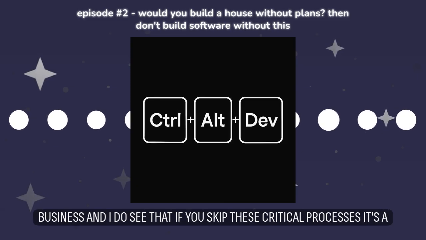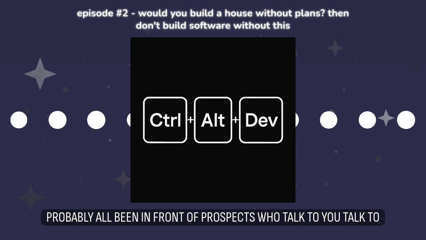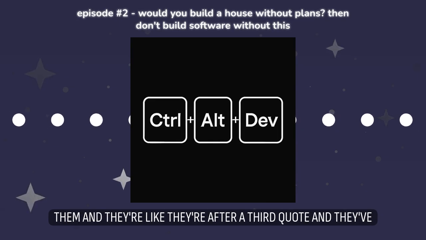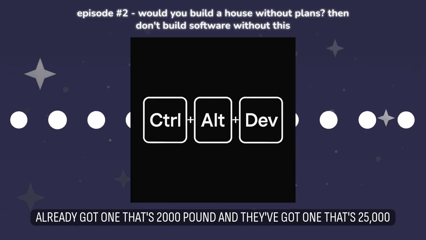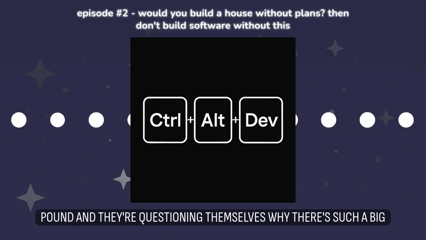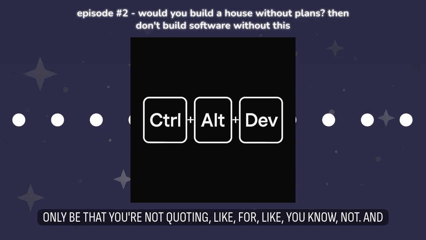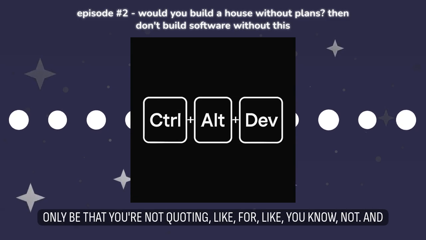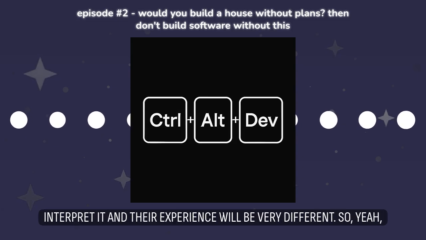And I do see that if you skip these critical processes, it's a disservice. You're actually not helping them. We've probably all been in front of prospects who are after a third quote, and they've already got one that's £2,000 and one that's £25,000, and they're questioning why there's such a big gap. Clearly there's a communication gap. It can only be that you're not quoting like for like, and even though you might give them the same brief, the way people interpret it and their experience will be very different.